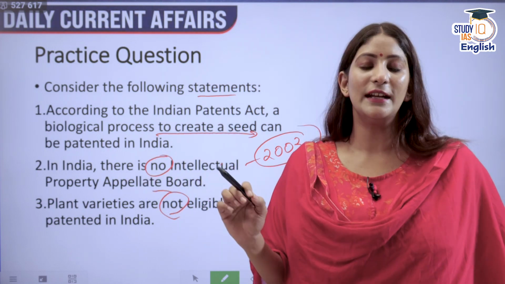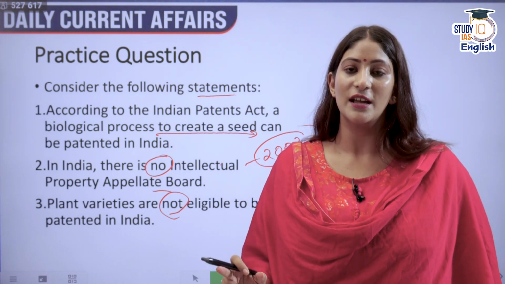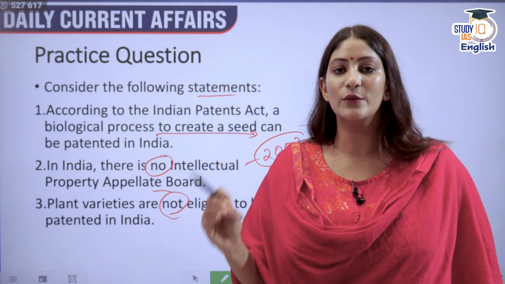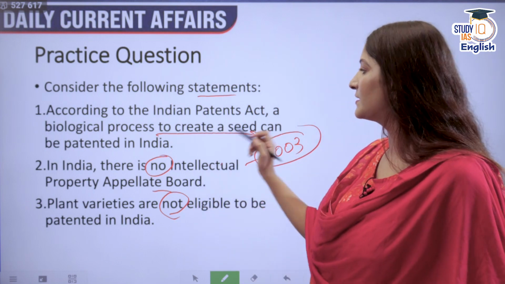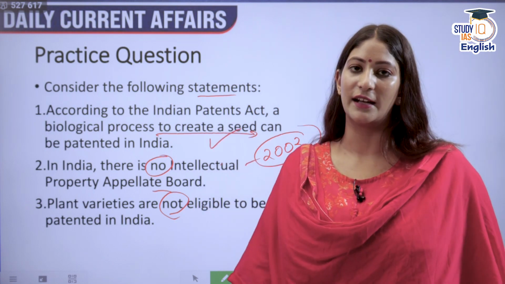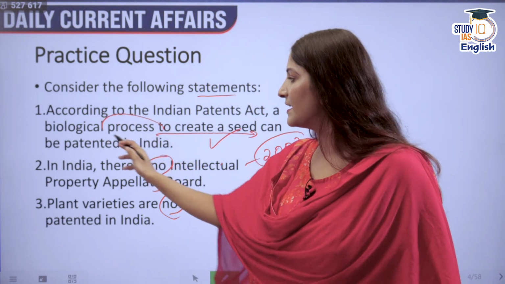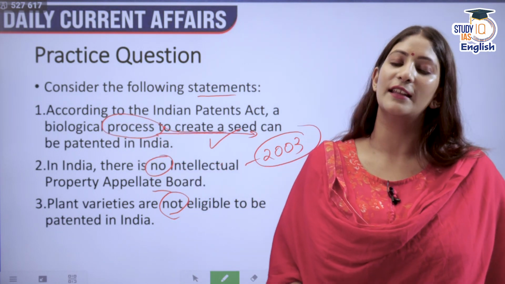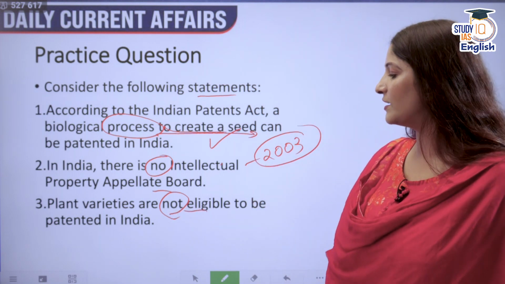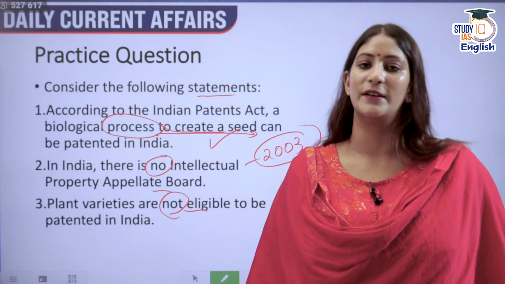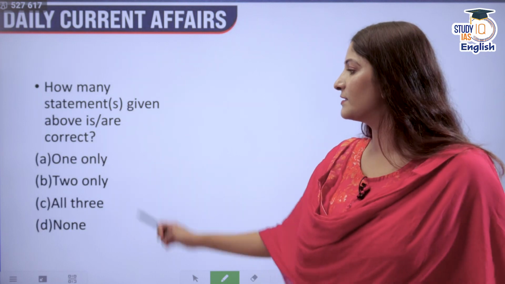Then according to the Indian Patents Act, according to Section 3 clause J, there are certain things that are excluded and cannot be patented in India. That also includes seeds. The first statement is also incorrect because here it is written that the biological processes that are used to create a seed can also be patented. It cannot. Then, plant varieties are not eligible to be patented in India. This is definitely correct. So first is incorrect, second is also incorrect, third is correct, so one only will be the correct answer.